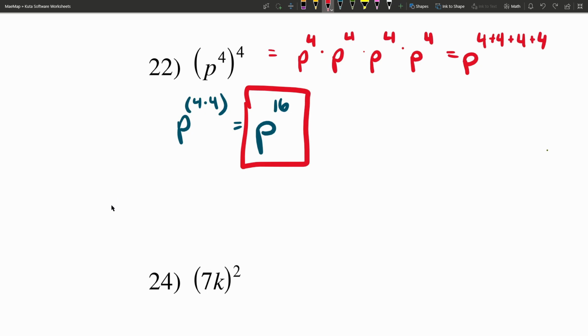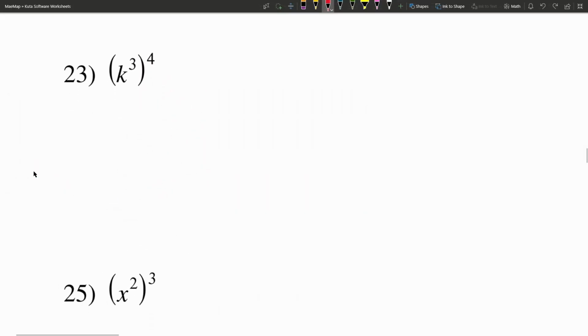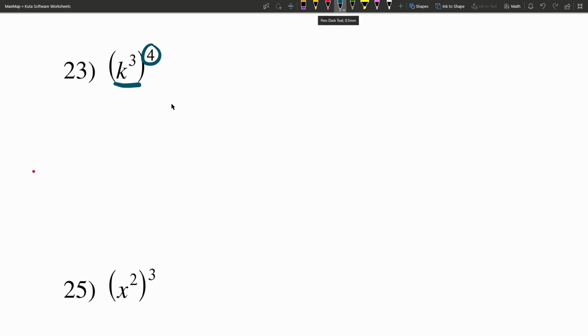Let's move on to number 23. In number 23, similar to that of number 22, we have a term raised to a power. What are we going to do with those exponents? We have a k cubed raised to the fourth, that's going to become a k to the, we multiply the exponents, so 3 times 4. K to the 3 times 4 is k to the 12th.